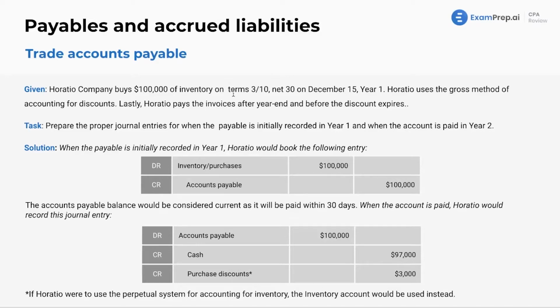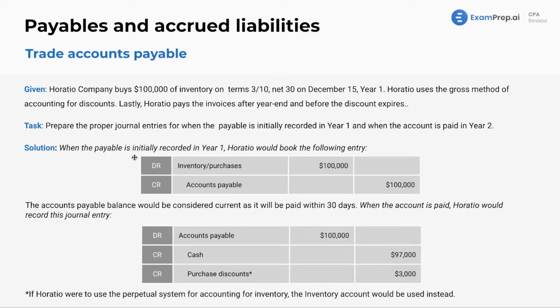And they bought this inventory on December 15th, year one. Horatio uses the gross method of accounting for discounts. Lastly, Horatio pays the invoices after year end and before the discount expires. All right. Prepare the proper journal entries for when the payable is initially recorded in year one and when the account is paid in year two. Let's look at what we're going to do.